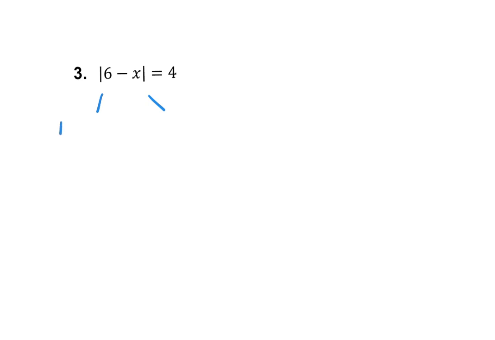All right, so let's solve this one by sliding down those absolute value symbols. I'm going to have 6 minus x is equal to 4. And remember, one of them is going to be a positive answer and one is going to be a negative 4. So I'm going to have 6 minus x is equal to negative 4. Because remember, the absolute value of 4 is equal to 4, and the absolute value of negative 4 is also equal to 4.